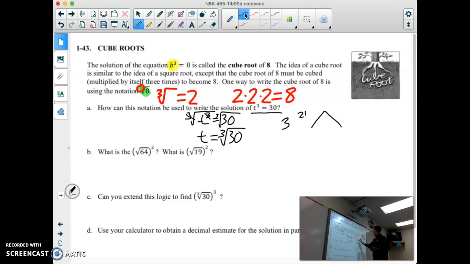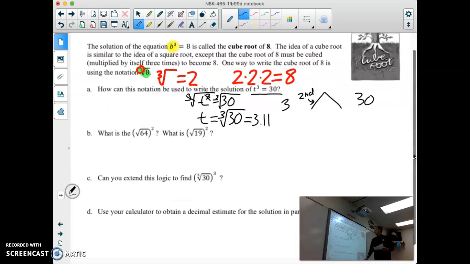So 3, then we have to hit second, then we hit caret, and then we put in 30. When we do that in our calculator, we should get 3.11 as the cube root of 30. If you're having trouble plugging that into your calculator, please come talk to us in office hours so we can help get that squared away for you.